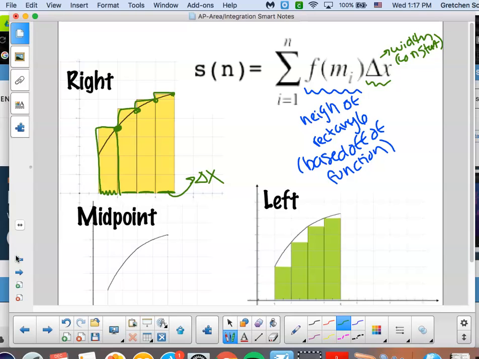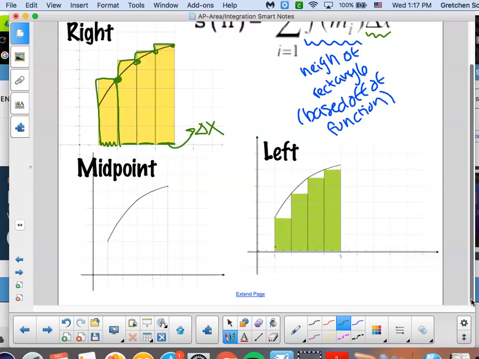The next one in your little box is called a left endpoint. Do we still have our delta x? Are all of these still the same width? Yes. So delta x is how wide each one is because it's your change in x. So each x you step over on the x-axis, that's going to give you your new width. These are called left endpoints because where is the rectangle connecting? On the left side.